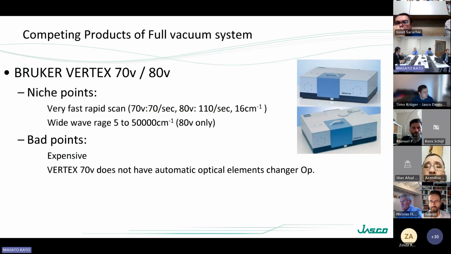Bruker's vacuum IR focuses on very niche points such as rapid scan and wide range measurement. We estimate the number of sales of the 70V was just 5 units and almost 0 units of the 80V in the Japanese domestic market in a year.